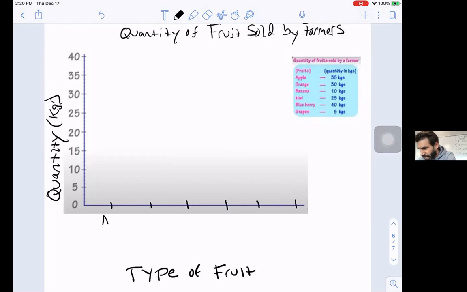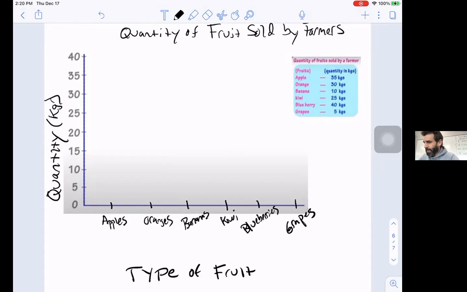So this is going to be my apples. This is oranges, bananas, kiwi, weird way to say, blueberry is a little split there. So blueberries, and finally grapes. Okay.